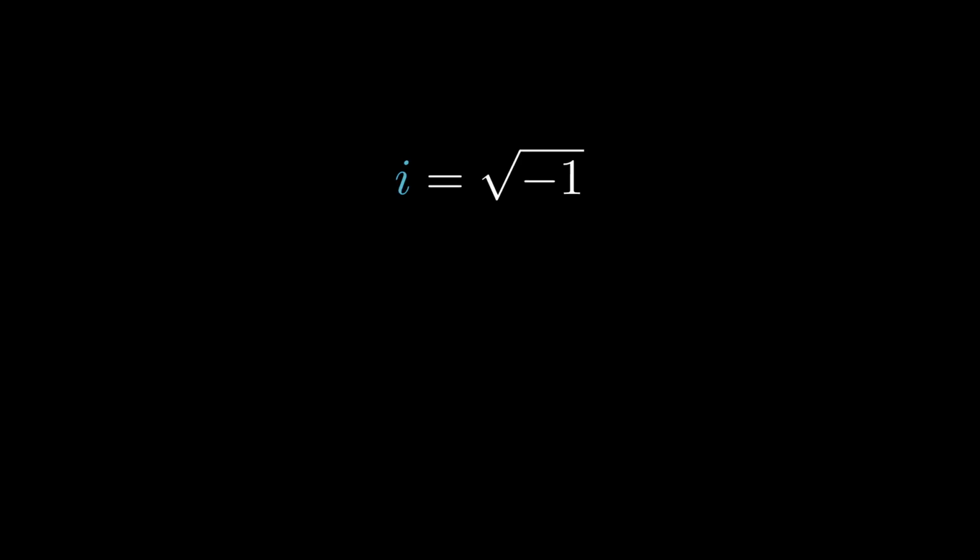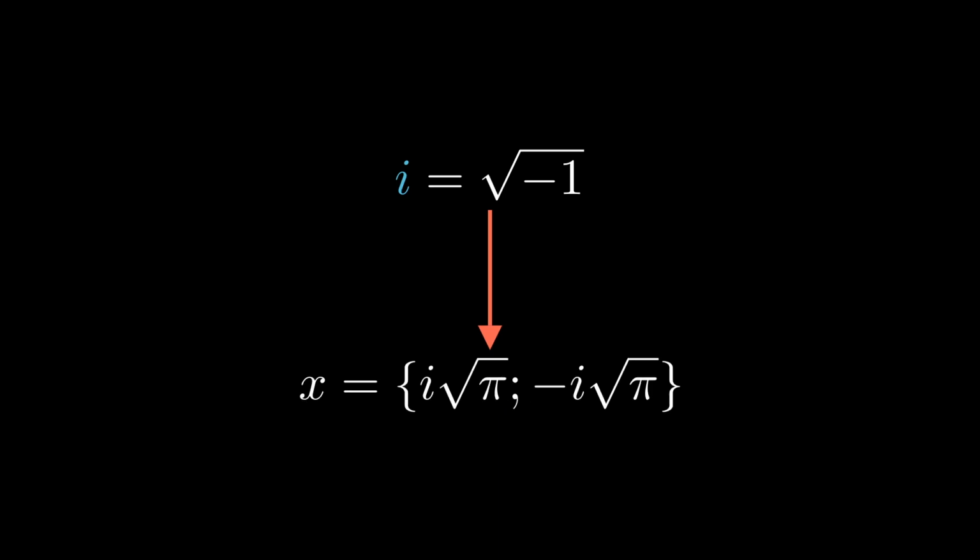As discussed earlier, we define i, the unit of imaginary numbers, as the square root of -1. This gives us the general definition that negative numbers like -2, -3, or even -pi all have imaginary square roots. This means that the equation x squared plus pi equals 0, for example, now has two possible roots: i times the square root of pi and -i times the square root of pi.